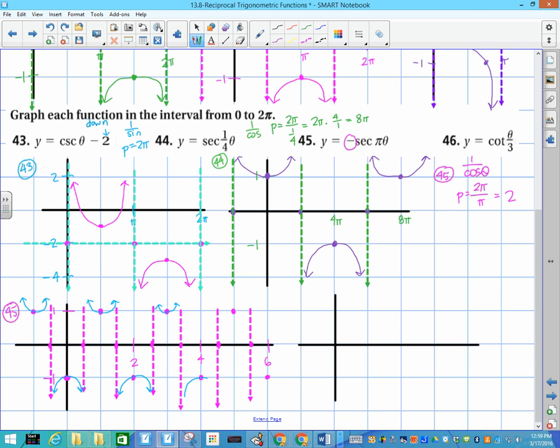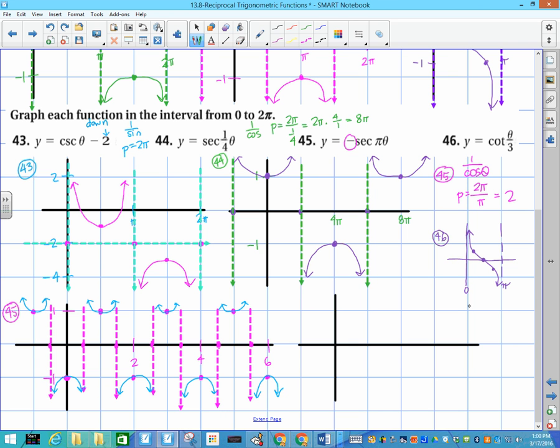Look at 46. 46 says y equals the cotangent of theta over 3. Cotangent is one of those graphs where I don't flip it like I do the other ones, and I don't use the same key points. I'm going to remember this one because my period is normally pi, and that's where my asymptote is. So I know that halfway is the other asymptote, and halfway to the left is my 1. I'm just getting my reference graph before I put it on there.